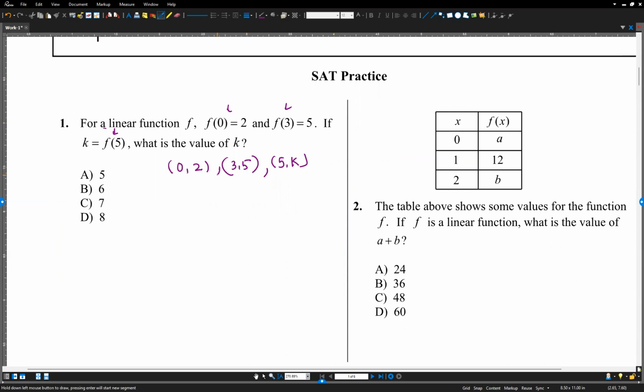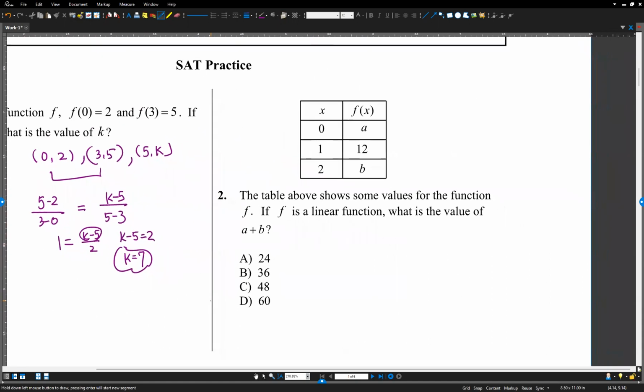These 3 points are on the same straight line. Between 2 points, the slope must be constant. So for these two, what's the slope? y2 minus y1, 5 minus 2 over 3 minus 0. The other is k minus 5 over 5 minus 3. That's the slope, and they must be equal. 3 over 3 is 1 equals k minus 5 over 2. So k minus 5 equals 2, so k equals 7. That's the answer. We just use the constant slope.